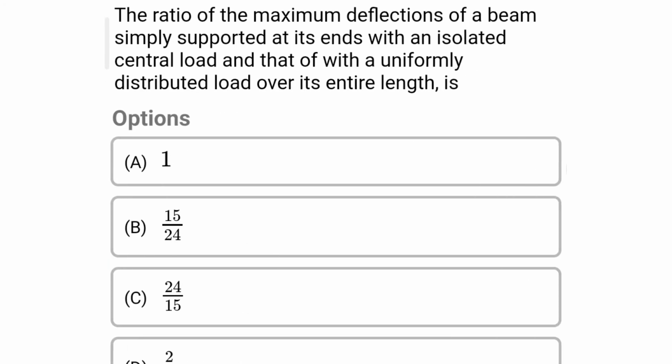So next question, the ratio of the maximum deflection of the beam simply supported at its ends with an isolated central load and that with a uniformly distributed load over its entire length is option A 1, option B 15 by 24, option C 24 divided by 15, option D 2 by 3. So the correct answer is option C 24 divided by 15.